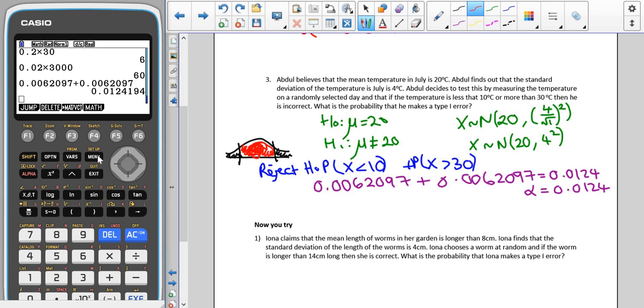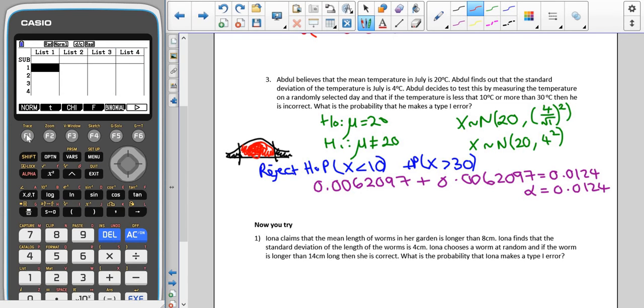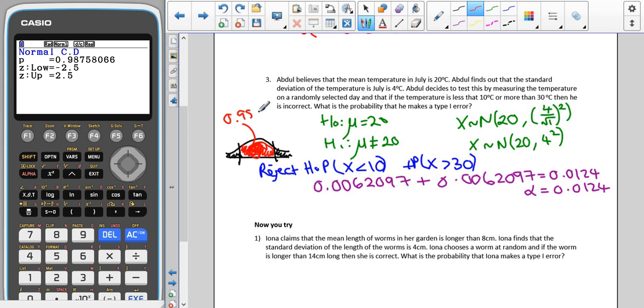The reason why I think this is slightly easier is because then we're only actually having to use our calculator to find one probability. So if we're going to dist norm NCD, our lower would be 10, our upper would be 30, and this gives us, for our red area here, 0.9875866.